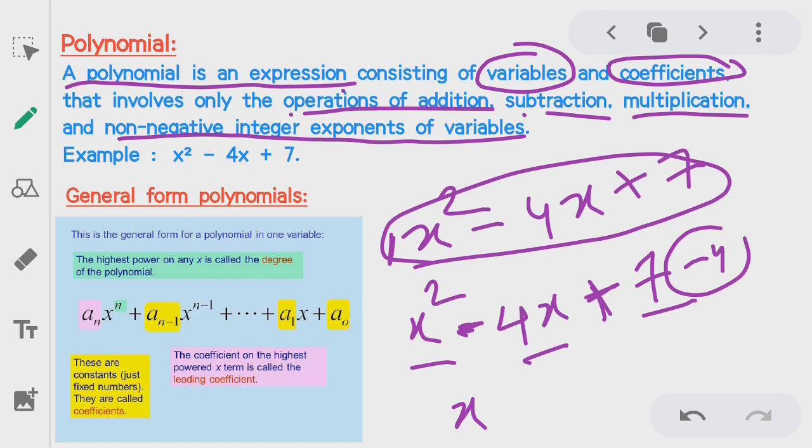That involves operations of addition, subtraction or multiplication. It can be either addition or subtraction; it is not necessary that all the operations be included in the expression. It can be either subtraction, multiplication, or addition. Whatever it is, any one operation should exist. And a non-negative integer exponent.